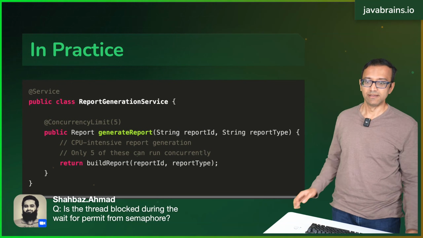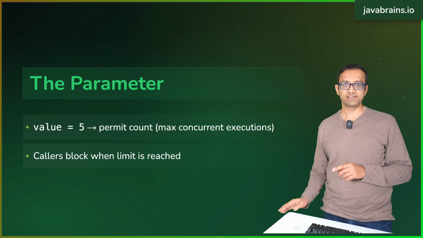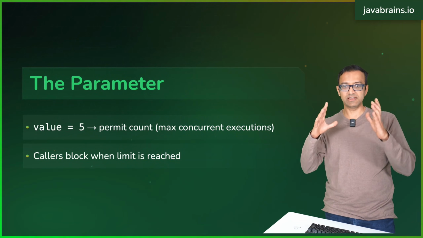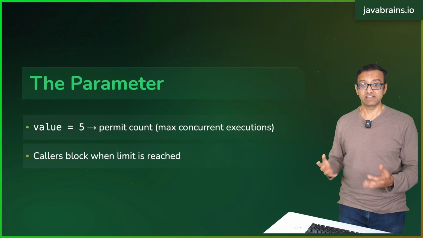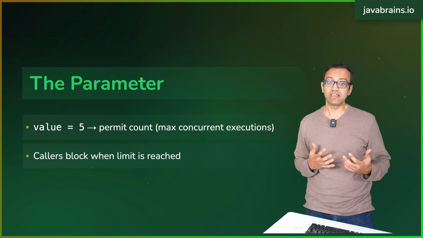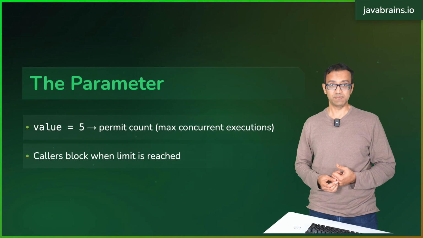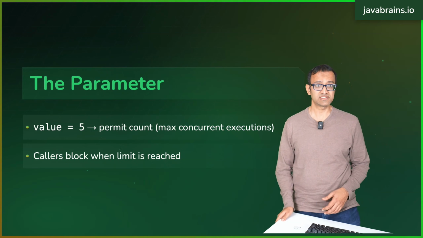It's just waiting. So there is only one parameter for this annotation, which is the value, or just the number in the annotation, which sets the permit count. When you say 5, that means only 5 can execute at the same time. It's a very simple annotation, not a lot of configuration as well.